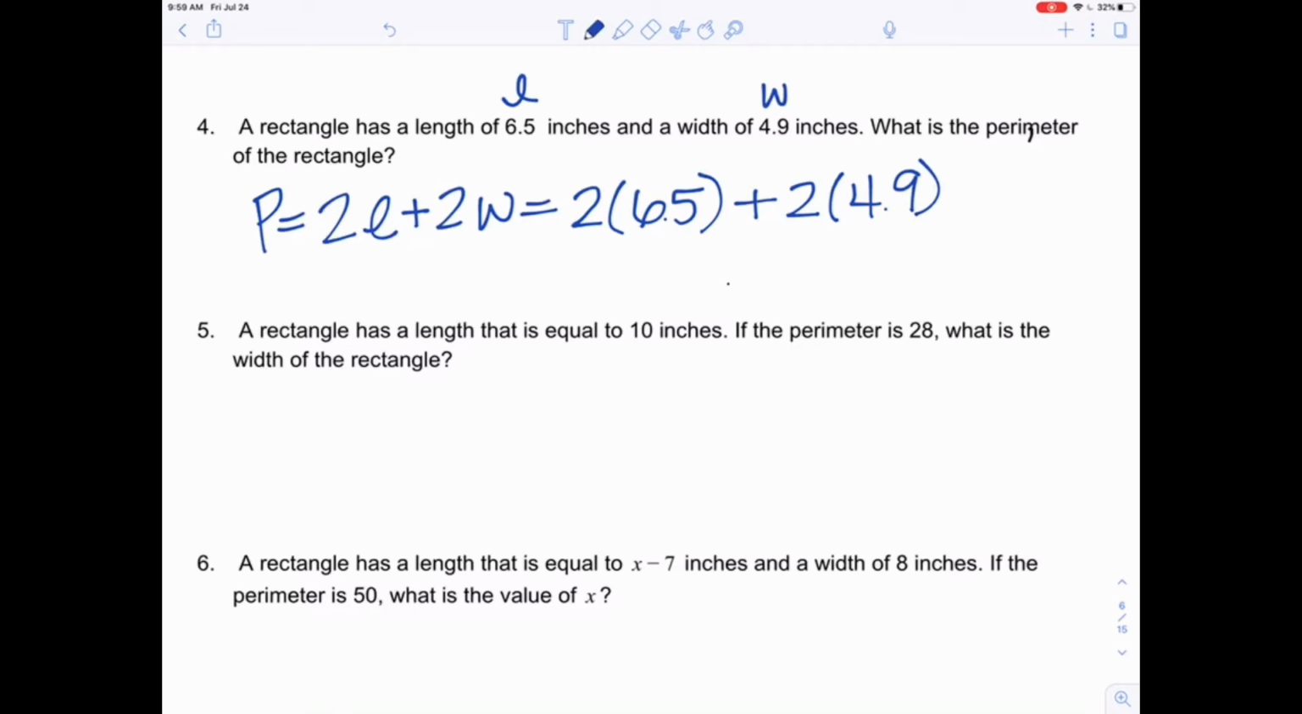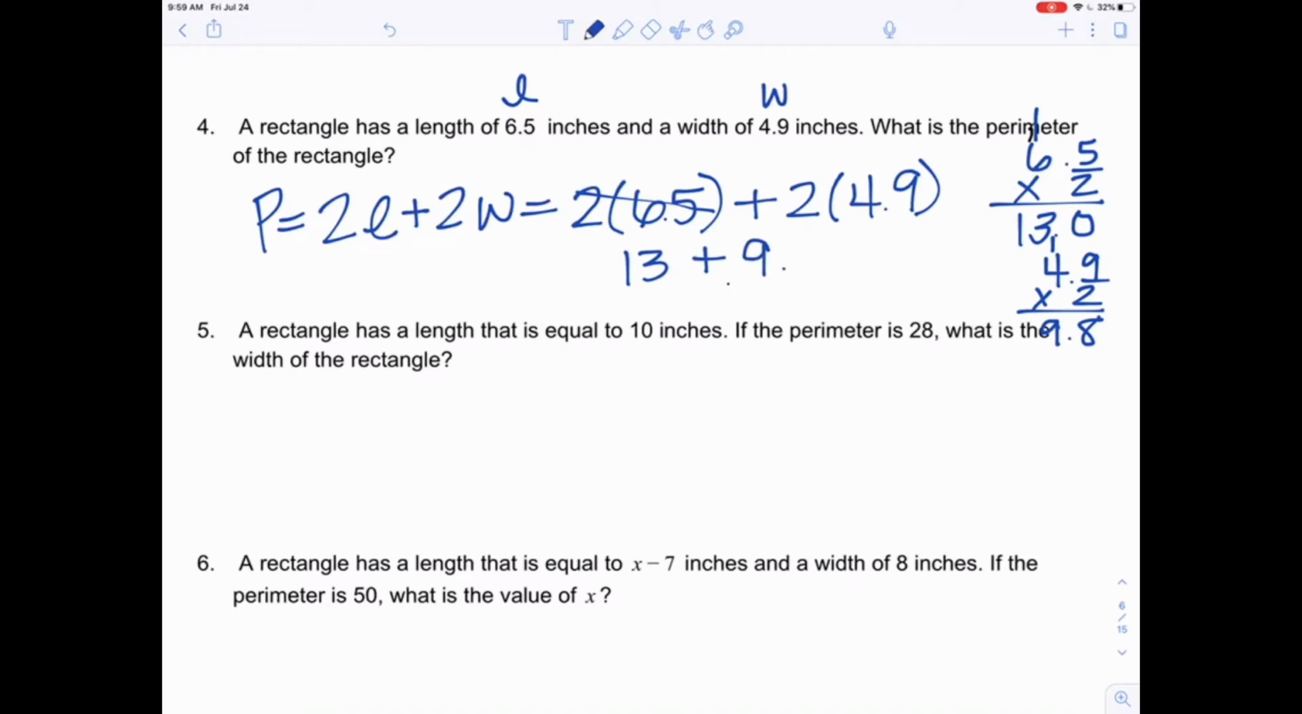So let me do 6.5 times 2. 2 times 5 is 10, carry the 1. 2 times 6 is 12 plus 1 is 13. There's one number behind the decimal point in my question, so there'll be 1 in my answer. So I can replace this with 13. Plus, now let's do 4.9 times 2. 2 times 9 is 18, carry the 1. 2 times 4 is 8, plus 1 is 9.